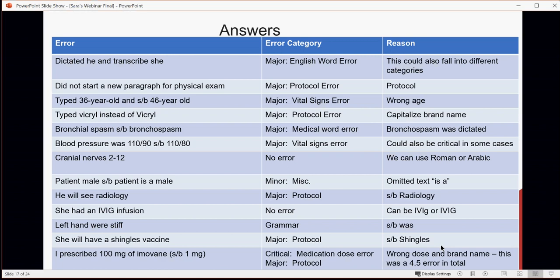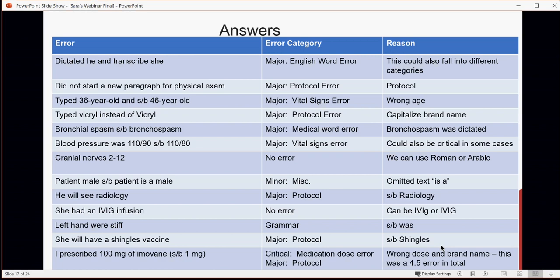Again, major protocol error. The account specifics say to capitalize brand names. Bronchial spasm should be bronchospasm. That is a major medical word error. Bronchospasm was clearly dictated. That could also be a protocol error because of verbatim.